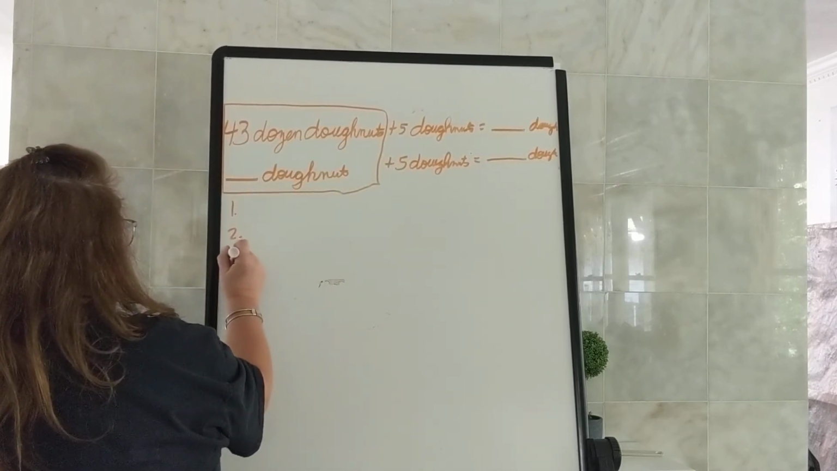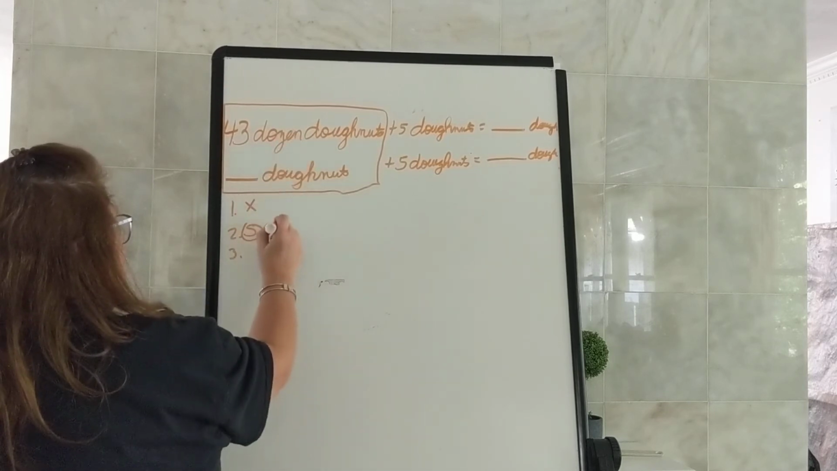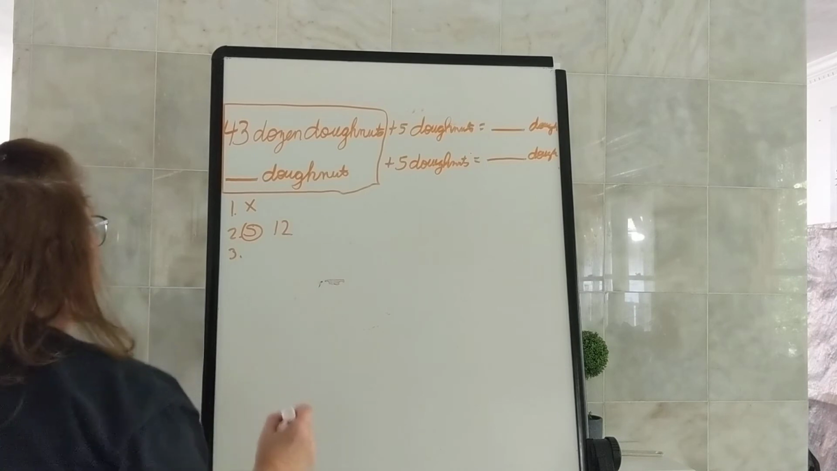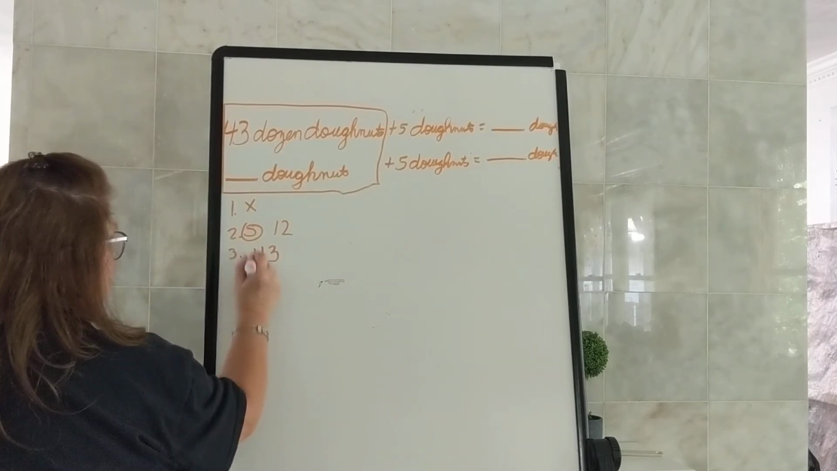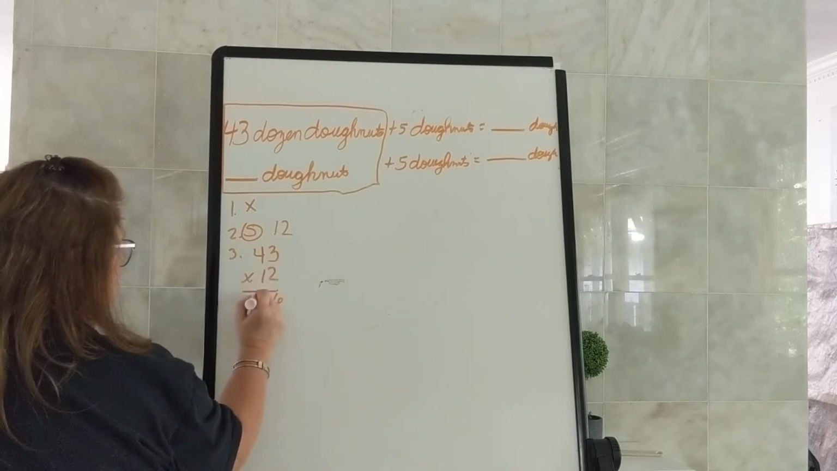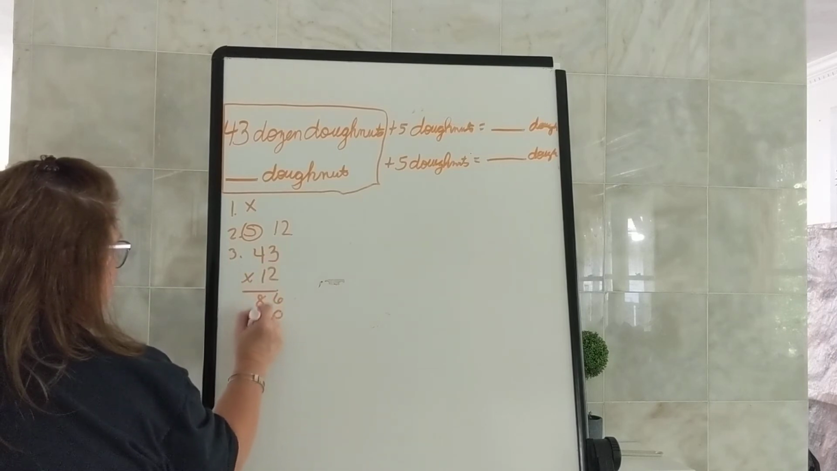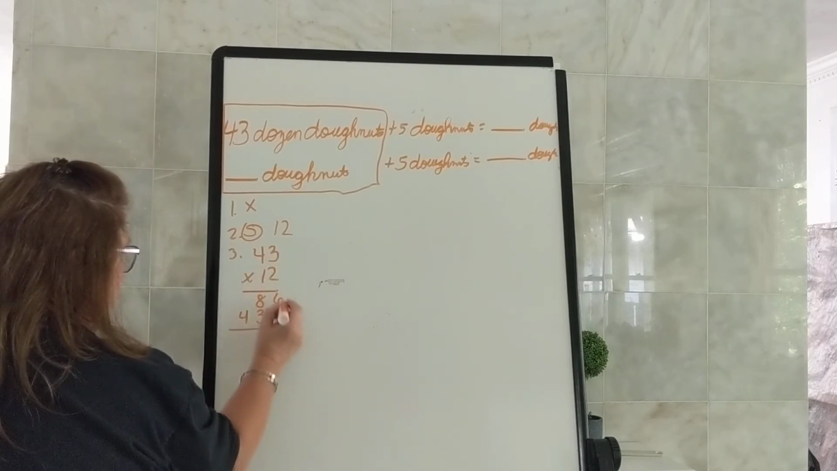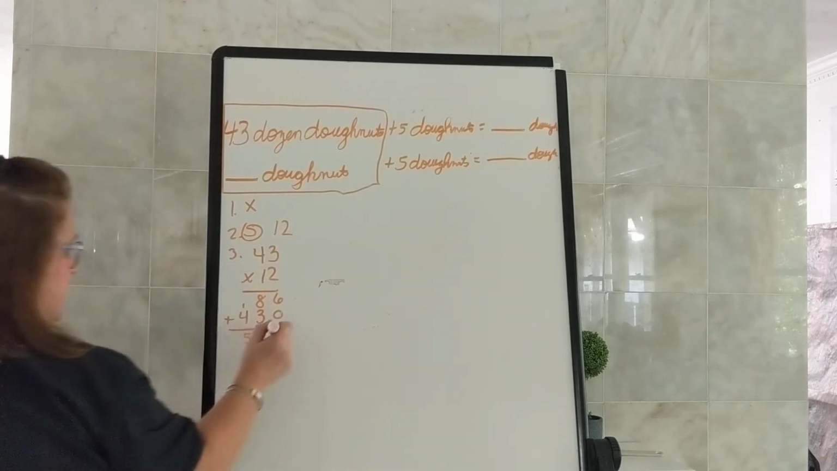So we are definitely going to be multiplying. Our special number: how many donuts are in a dozen? That's 12. So we're going to multiply our given number 43 times our special number 12. 3 times 2 is 6, 4 times 2 is 8. Put a 0 in the ones place. 3 times 1 is 3, 4 times 1 is 4. We add up our partial products, 6, 11, and 5, 516.